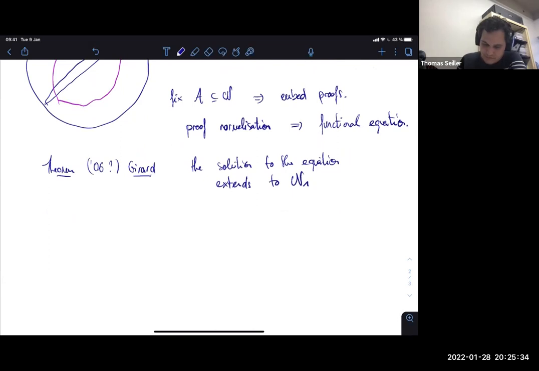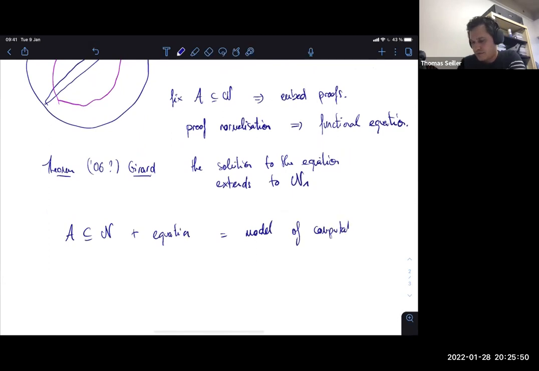So the point is that now you can see this inclusion plus the equation as a model of computation, right? So you have elements. These are the operators, and you have a way of describing how they compute. This is the solution to the equation.